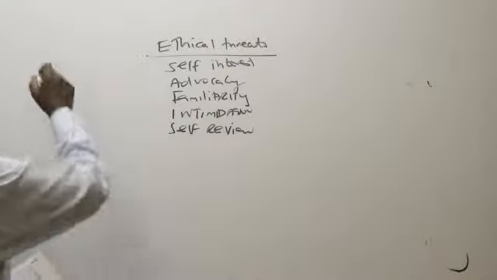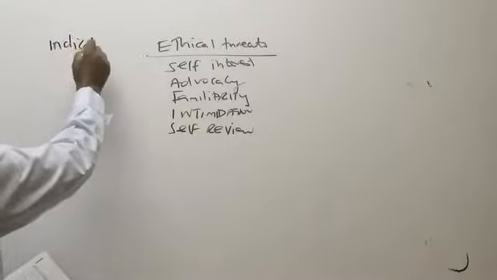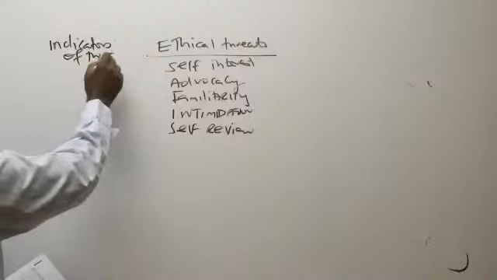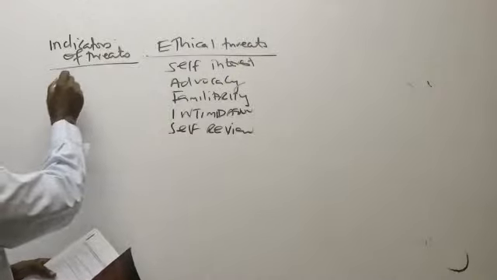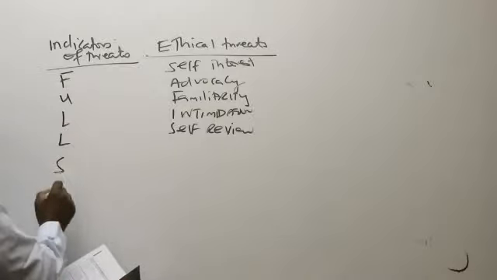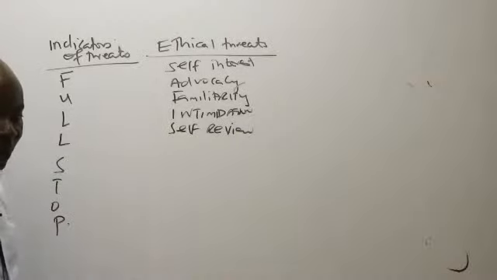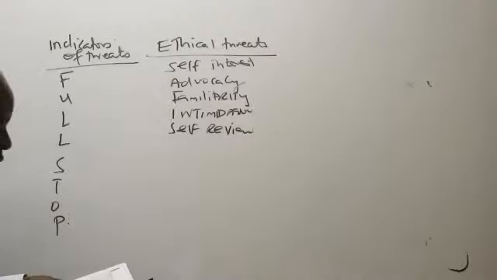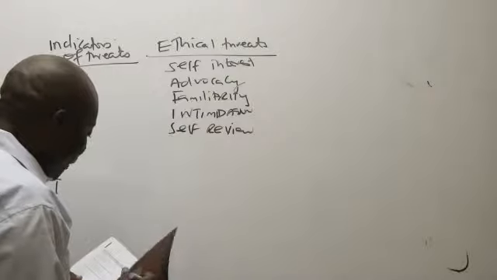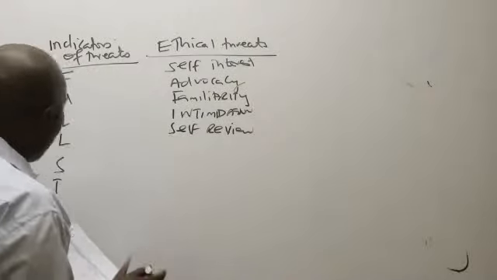If you can remember very well, we normally use the acronym full stop. Very important. So the moment I'm able to see these indicators, then I should stop working on the job, or I put in safeguards to ensure that everything will be okay. So for the first full stop, we have indicators of threats. We have friends and family.